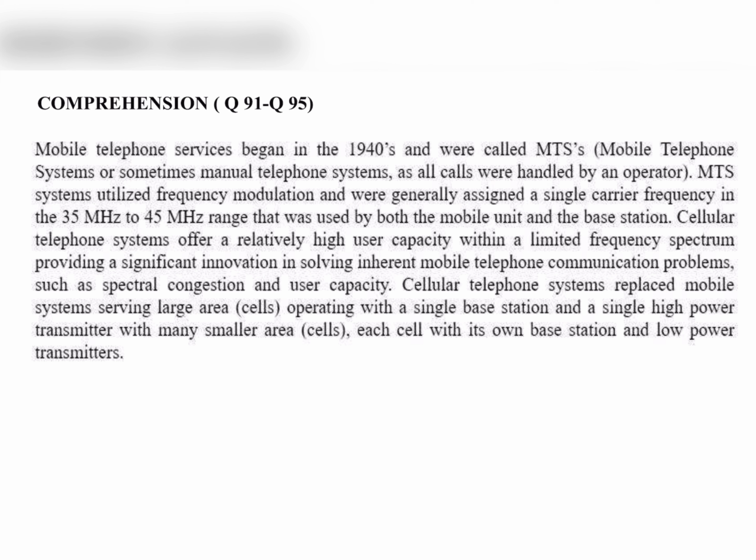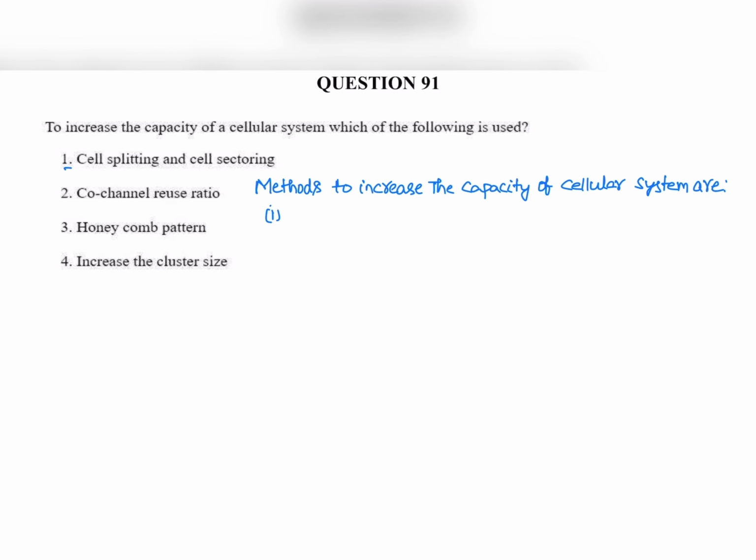This is a paragraph question. For this paragraph, 5 questions are given. The first question is to increase the capacity of a cellular system. There are various methods to increase the capacity. One is cell splitting: splitting larger cells into smaller ones to increase the number of available channels per unit area.